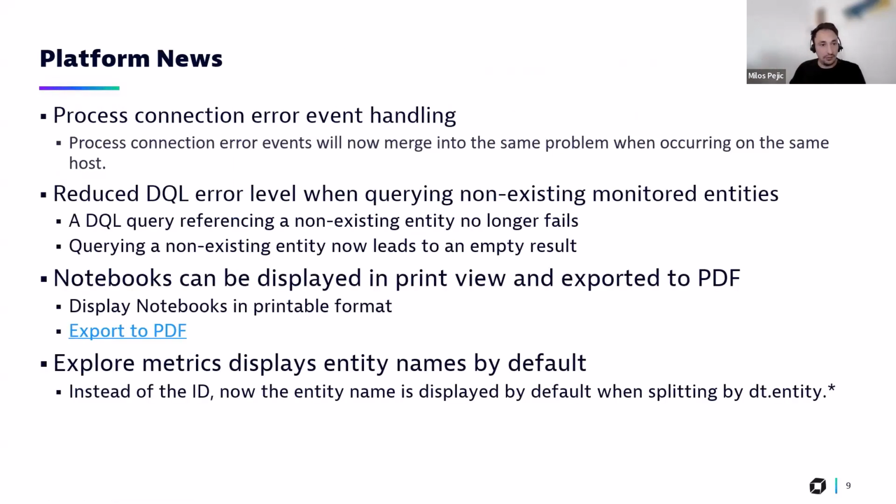And now to the platform news. We bunched four of them together here on one slide, since most of them are maybe not impactful for the largest customer pools out there. Let us start with the first one, process connection errors. Maybe you were affected by this: when a host faces an outage or a connection error and you have 10 process group instances, you will get 10 problems. Now this was resolved. Over-alerting was mitigated, with all of these 10 alerts merged into one.